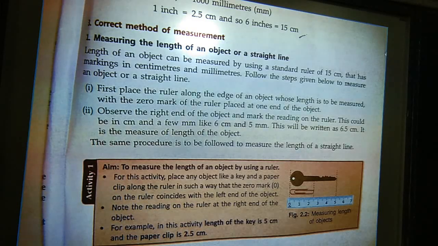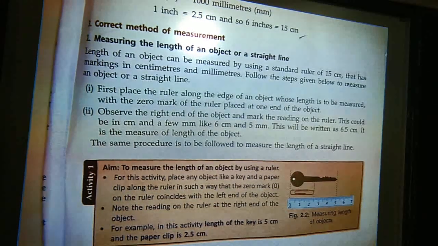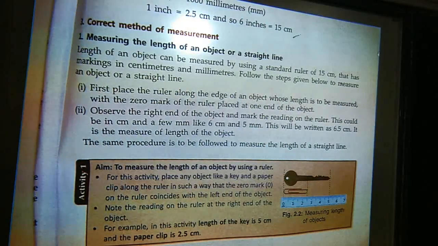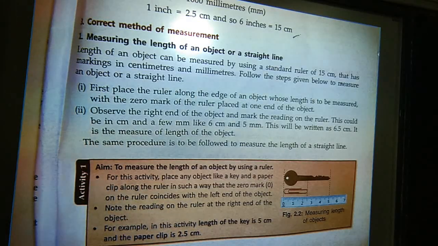Students, today we will discuss the next topic, that is related to the measurement of length. So third point is correct method of measurement. First, measuring the length of an object or a straight line. Length of an object can be measured by using a standard ruler of 15 cm or 30 cm that has marking in centimeters and millimeters. Follow the steps given below to measure an object or a straight line.